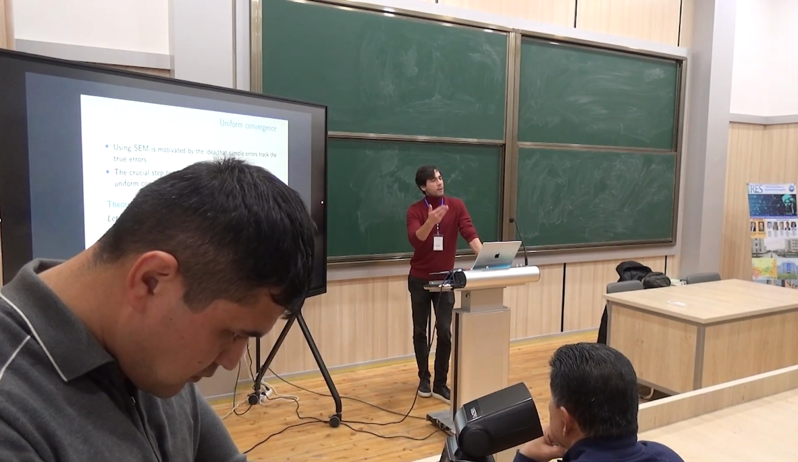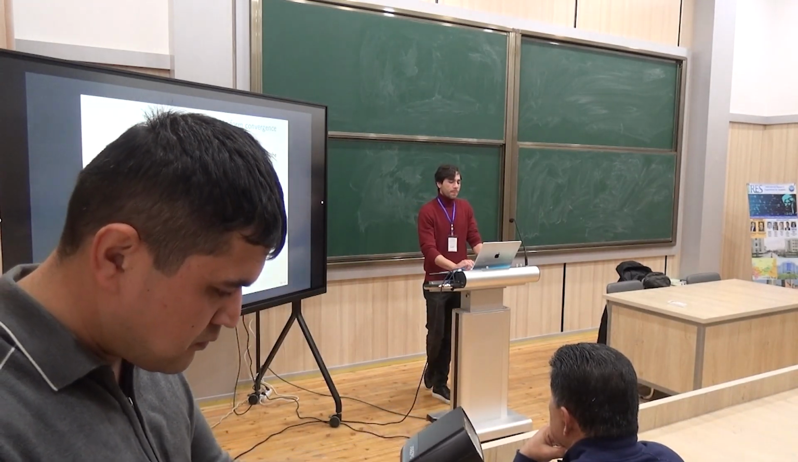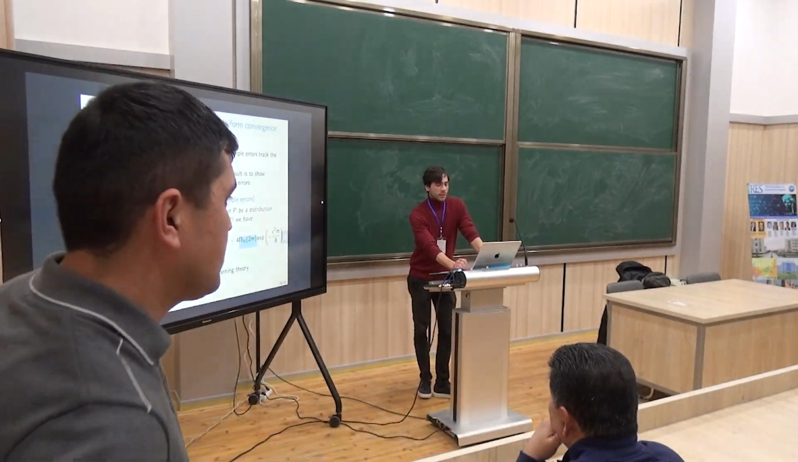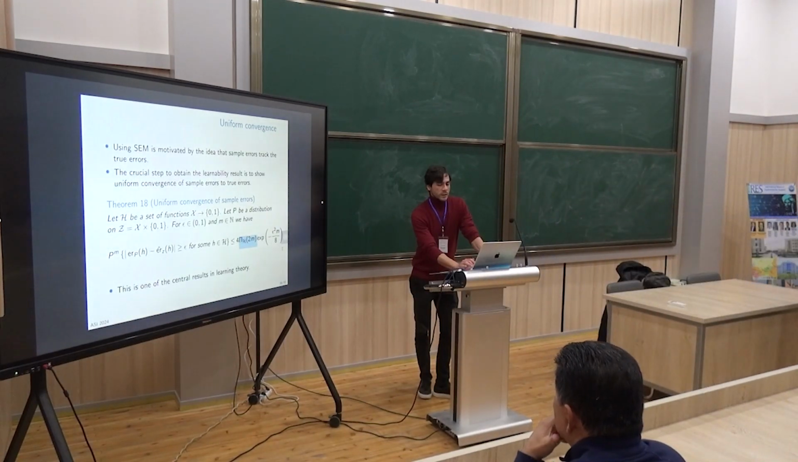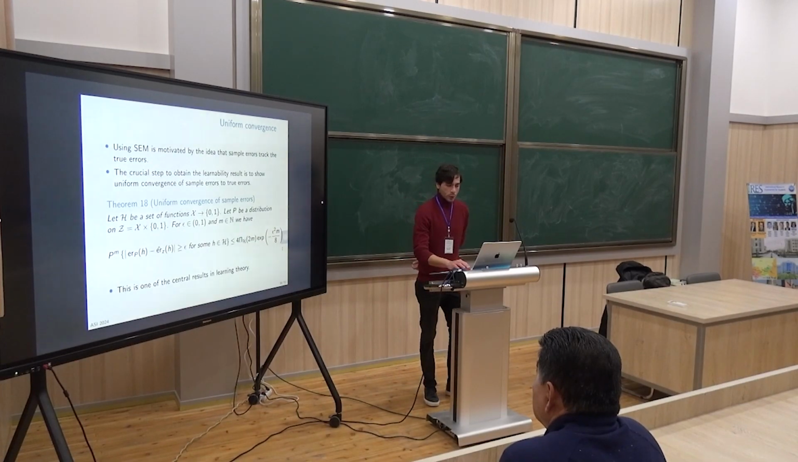So in a way, we have reduced the problem of learning with a hypothesis class that may have infinitely many hypotheses to something that looks like learning with a finite hypothesis class. Okay, so this is one of the central results in learning theory, and so I didn't want to skip showing you the result.